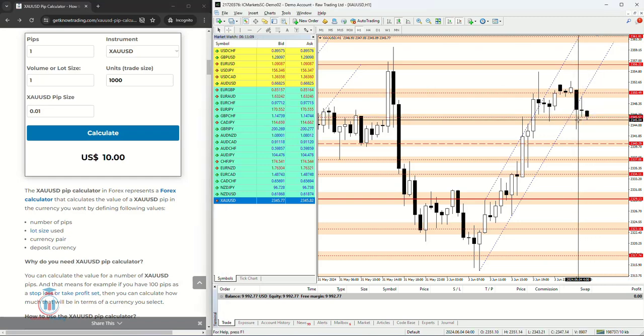Remember that if you have a price that is shown on the chart with 3 decimal points, this will represent that the third decimal point will be a pipette, which is 10 times less than a pip.